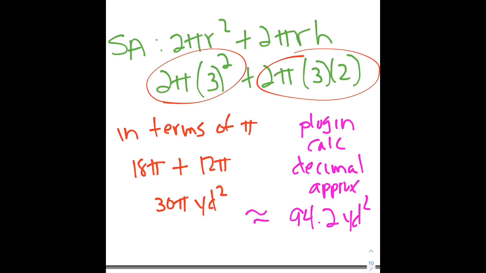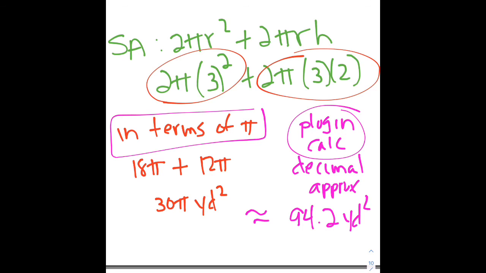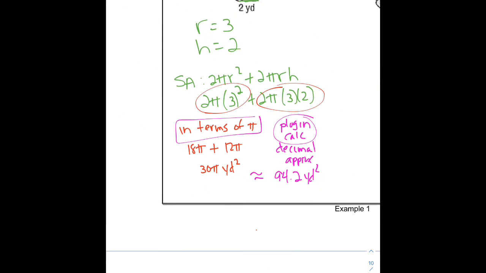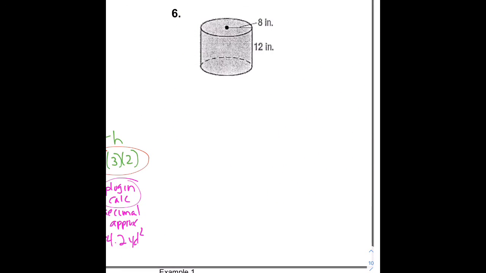So friends, those are equivalent. You just need to look at the directions to see if they want it in terms of pi. If you were on an ACT and all of the choices were in terms of pi, it's less work than plugging it in your calculator to get that decimal approximation. And let's do one more, and we will call it a lesson. Again, when you're finding the surface area of a cylinder, all you need is a radius and a height, which they gave you.